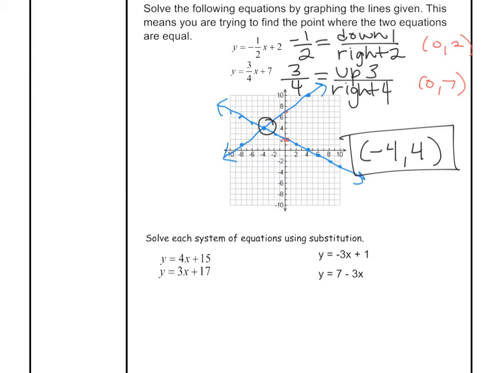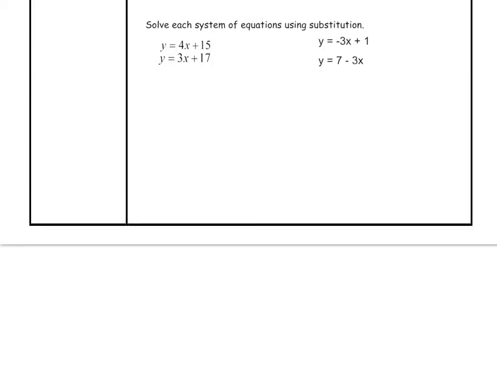Now we're going to move on to solving systems of equations by substitution, which means we're going to replace one of our variables with something else. First thing we do is circle the variable we want to replace. Remember, in this class, we are always going to replace the y. Now I set my equations equal to each other. Now we're going to solve that equation.